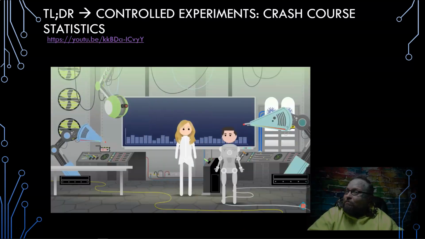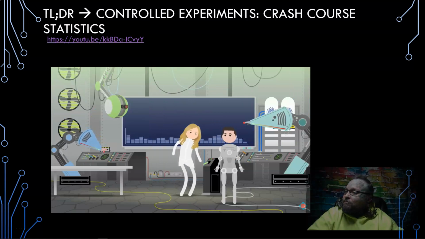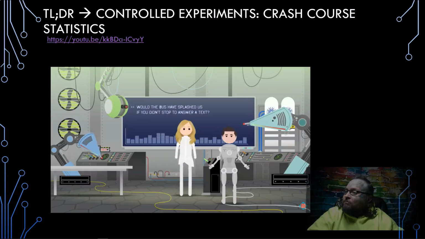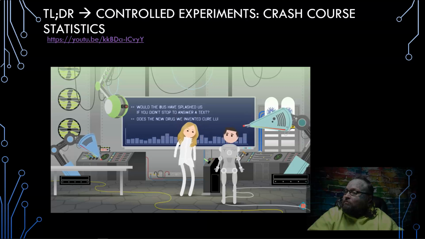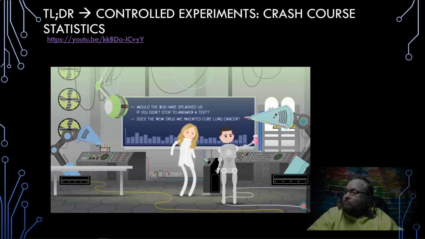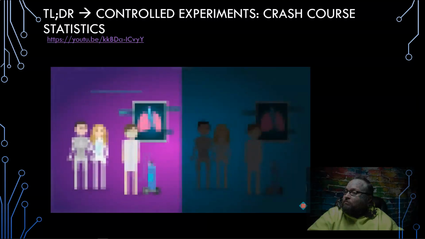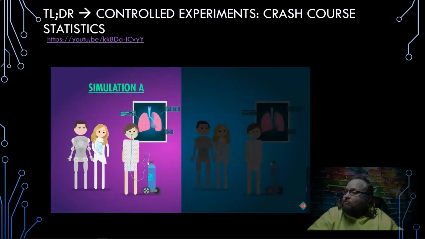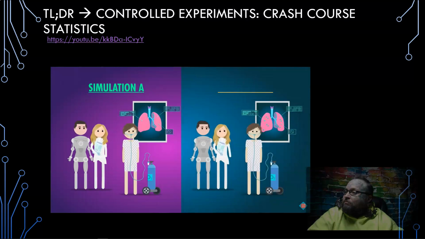If we were living in Musk's vision of a future world, anytime we wanted to test something, like whether that bus would have splashed us if we didn't stop to answer a text, or whether the new drug we invented can cure lung cancer, all we would need to do is run 2 identical simulations. In one simulation, we'd give people with lung cancer the new drug and watch to see what happens, taking notes on things like lung capacity and remission rates. While that's happening, we'd do exactly the same thing in another simulation, except we give patients a placebo drug, something that looks and feels like a real drug, but isn't, and we'd record our results.